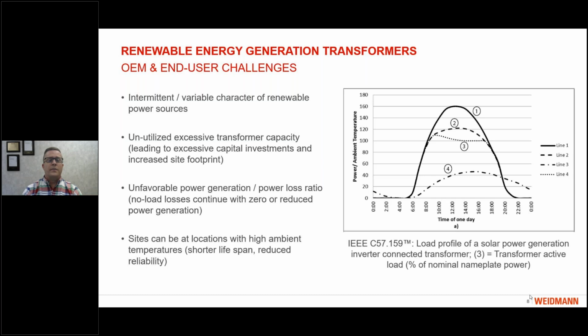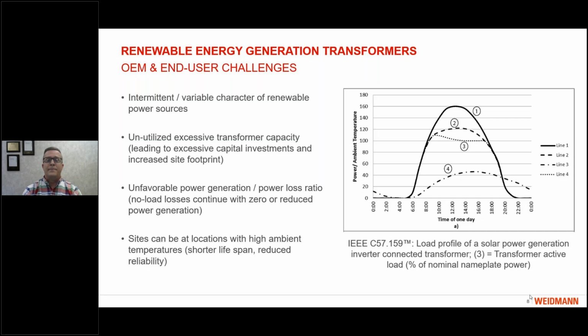And when you have transformers that are perhaps oversized, if you will, then even when the sun isn't shining or the wind isn't blowing, you can have a lot of no load losses, losses from the transformer just sitting there, so to speak, with losses in the transformer core specifically.